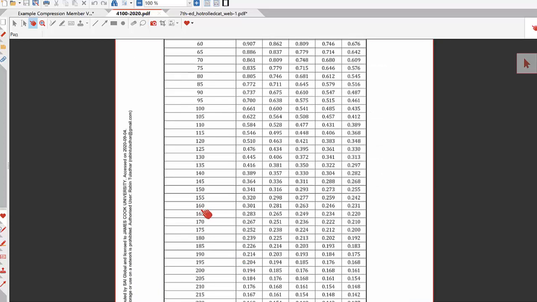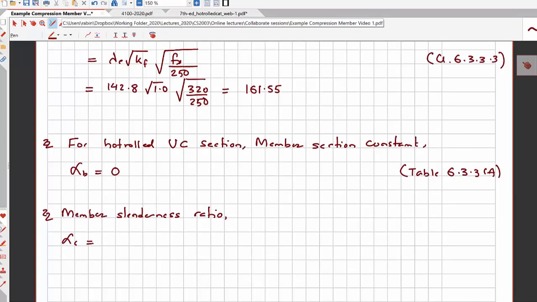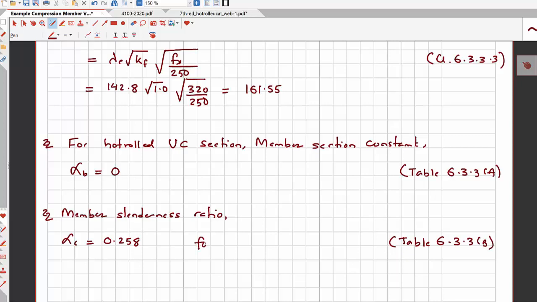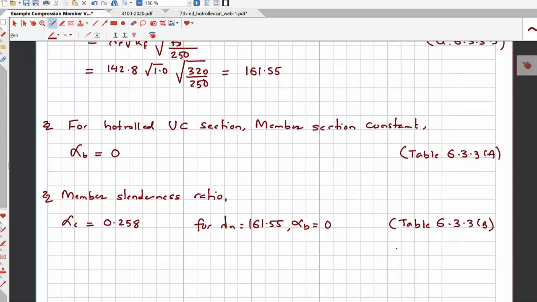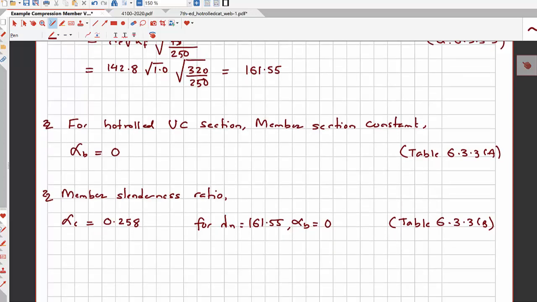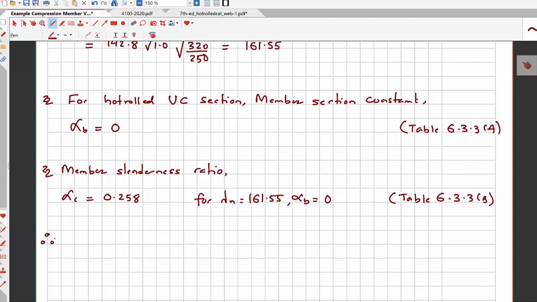So it is between these two, 160 here, lambda n, 165 here. We have to interpolate between these two values for 0.2. So it should be between 0.277 and 0.263. It will be between 0.263 and 0.249. So if we interpolate between these two values for 161.55, we'll get alpha C as 0.258. Now that's interpolating the value from table 6.3.3B for lambda n equals 161.55 and alpha b equals 0. So for these two parameters, alpha c is 0.258. Now once we know this alpha c factor, we can easily find the section capacity and the member capacity of the column. So therefore, let's first find the member section capacity.